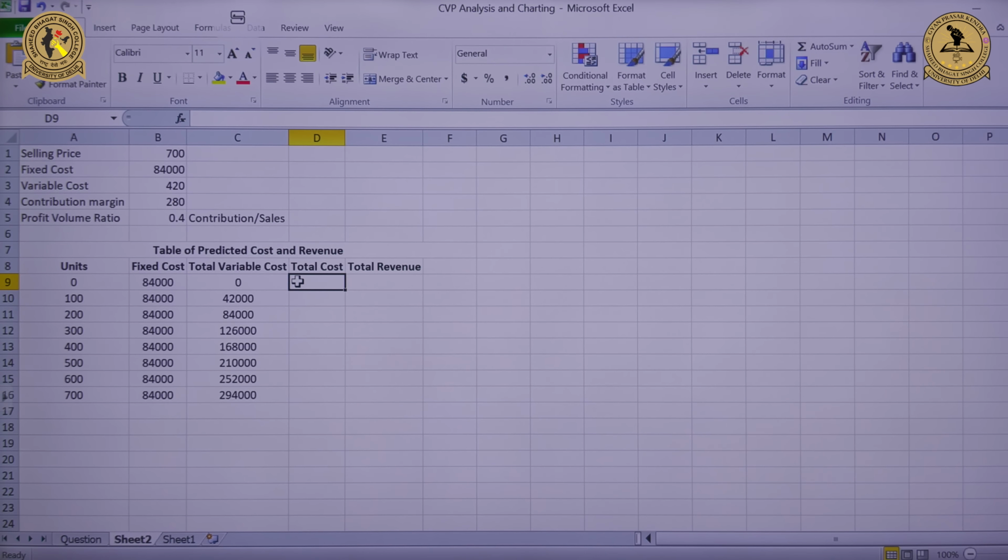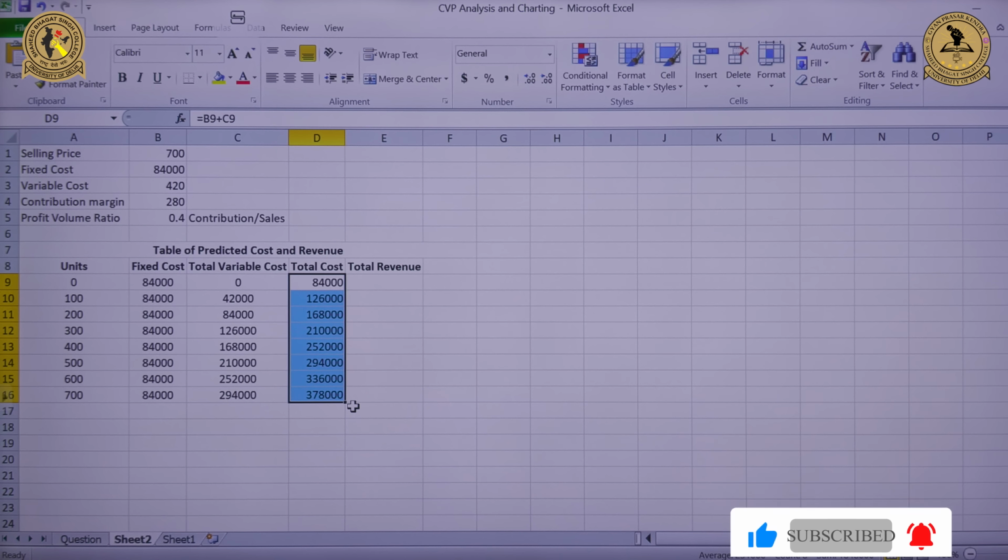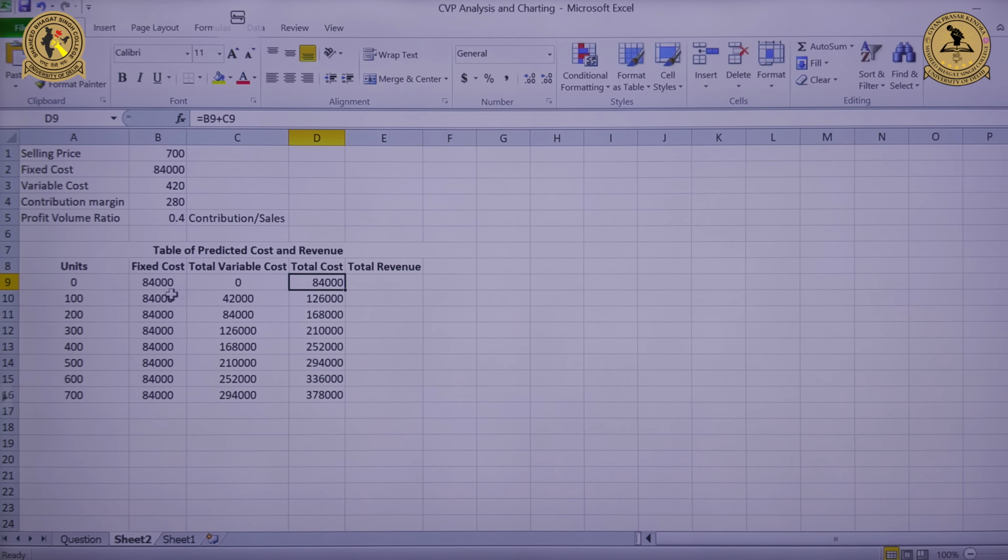The next is the computation of total cost. Total cost is nothing but a sum of fixed cost and variable cost. So I can simply add both the cells, equals to this cell, which is B9, which represents my fixed cost, plus the variable cost as represented by C9, and press enter. It comes out to be 84,000. Again I need to put my cursor at the corner and drag it down till 700 units of output. It comes out to be 3,78,000. So my total cost is 84,000 at 0 units of output, and my total cost is 3,78,000 at 700 units of output.